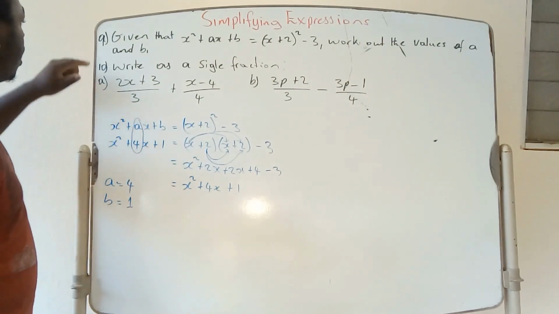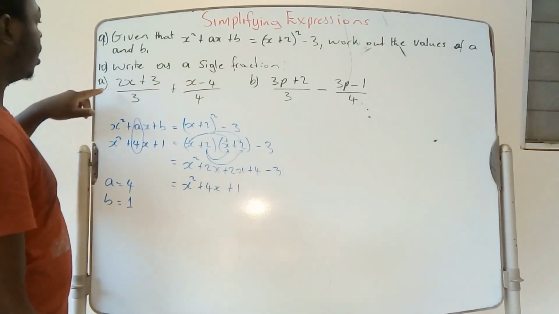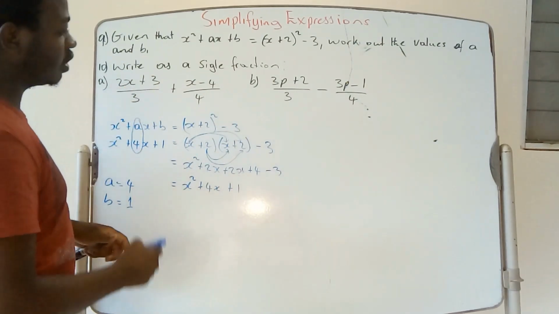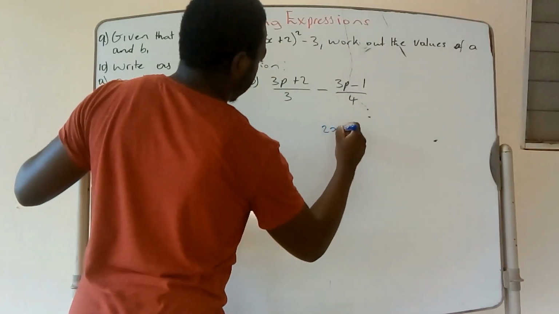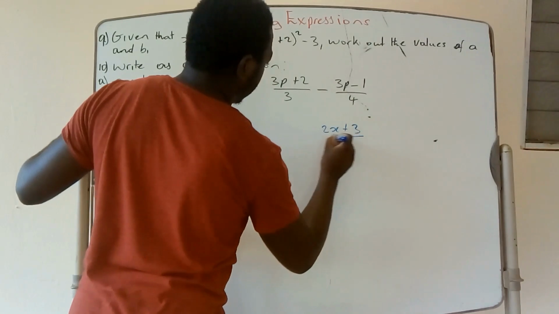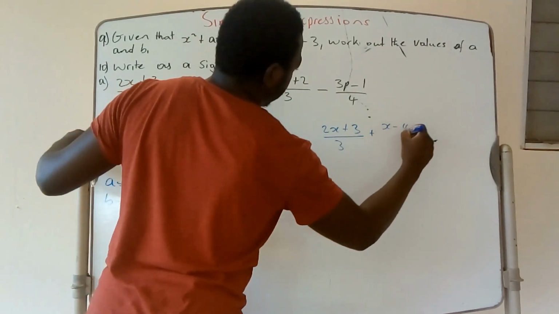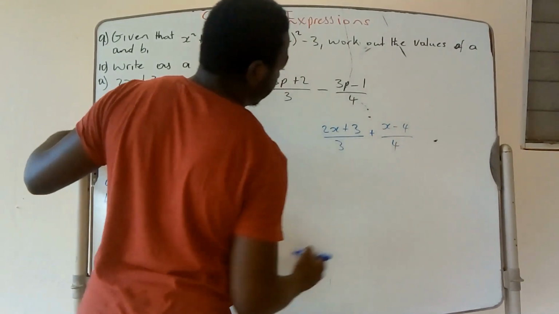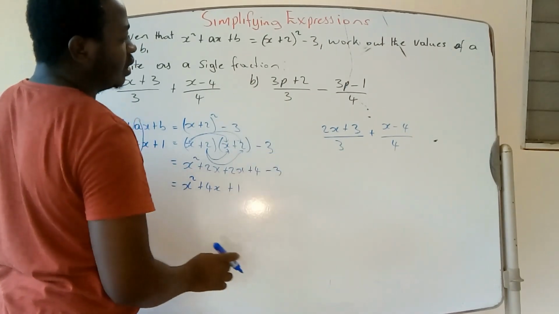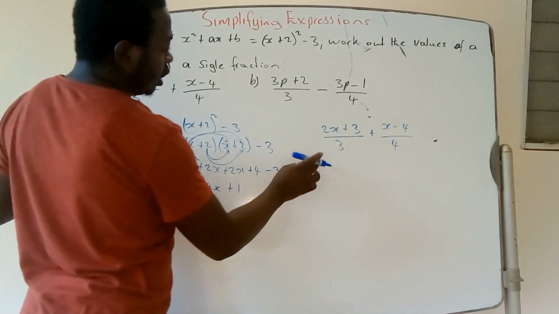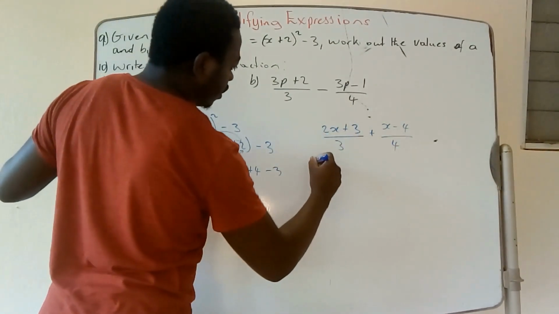Alright? Question number 10. Write as a single fraction. Part A, 2x plus 3 all over 3 plus x minus 4 all over 4. Again, you can simply find a common denominator, or you can take this denominator to multiply this fraction over itself. So we're going to multiply all of this.